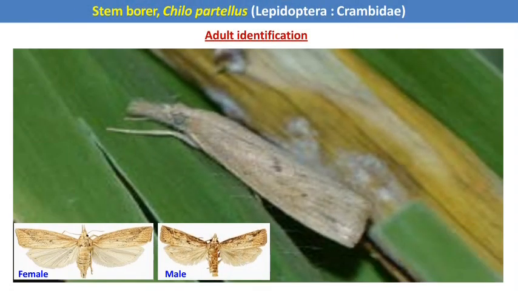Next and most important pest is the stem borer. The name itself indicates it: this pest attacks the stem and feeds on the inner content of the stem. Chilo partellus is the scientific name, and it is a Lepidopteran pest. For adult identification, in this picture we can see the male and female moth of Chilo partellus.